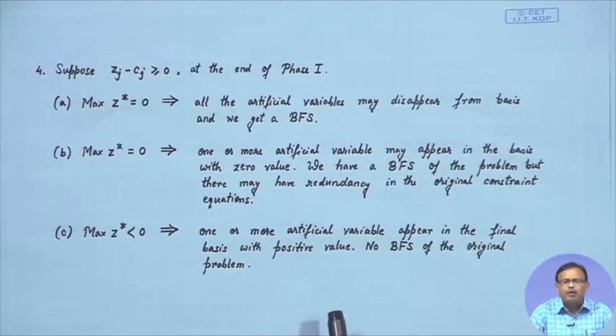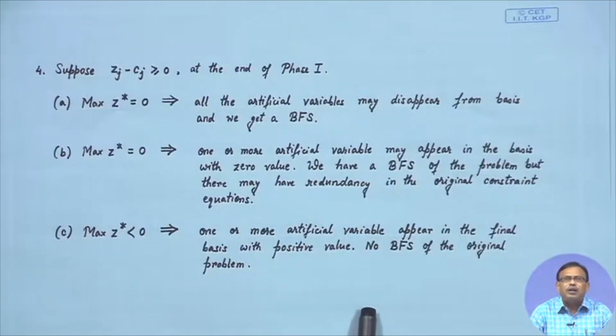So, that means from phase 1 itself we can conclude that there is no solution of the original problem. I do not have to go for the iterative steps in phase 2 for getting the optimal solution. So, basically we are reducing here the number of iterative steps before concluding that the original problem has no solution.